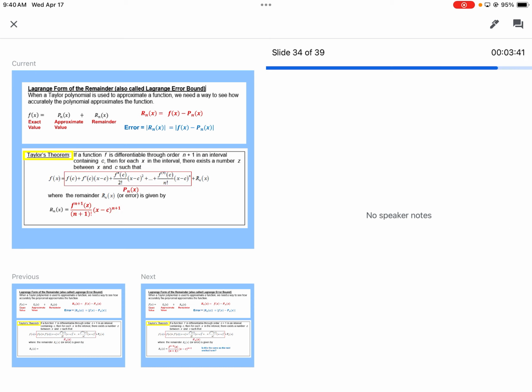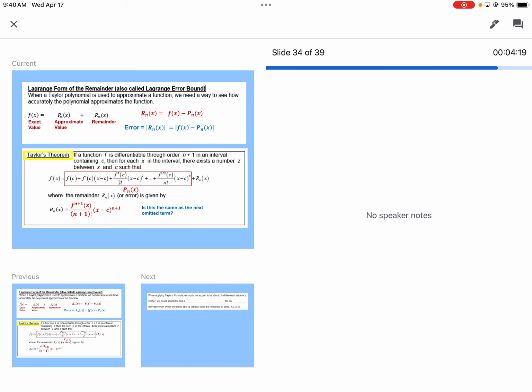And this is our error formula. What does that little f to the n plus 1 mean? The n plus 1 derivative, right, of z, over n plus 1 factorial, times x minus c to the n plus 1. Okay, good question. All right, so the big question for us is this: how is this different than alternating series error? Because what did the alternating series say? It said if we approximate up to a certain point, our error is less than the next what? Omitted term. All right, so our big question is, is this the same as the next omitted term?